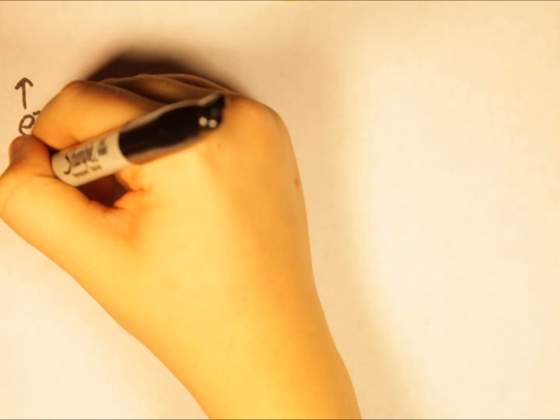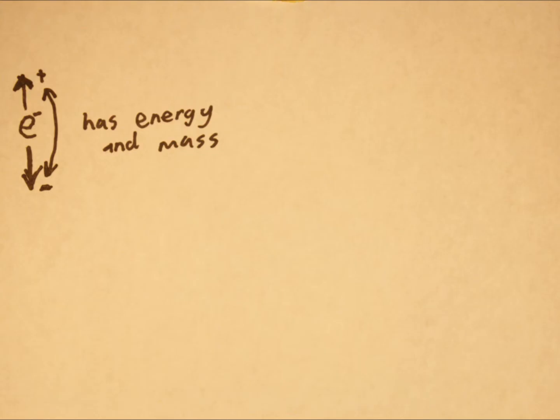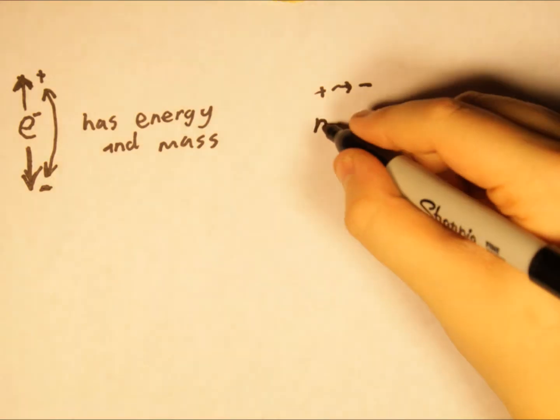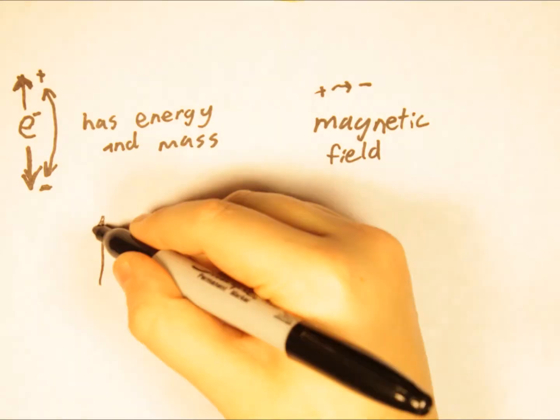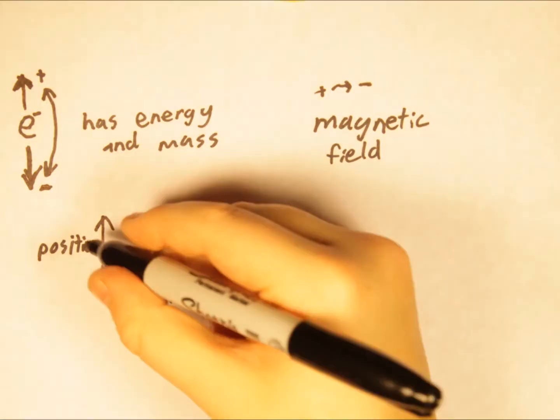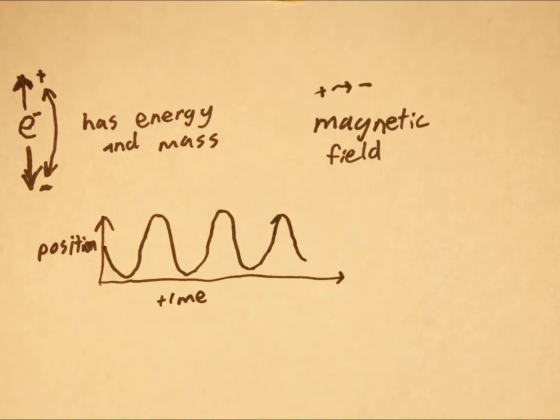Let's take an electron for instance. If an electron is wiggling because it has energy, because it has mass, that means that it's changing the electric field, and a change in electric field produces a magnetic field, and that produces light.